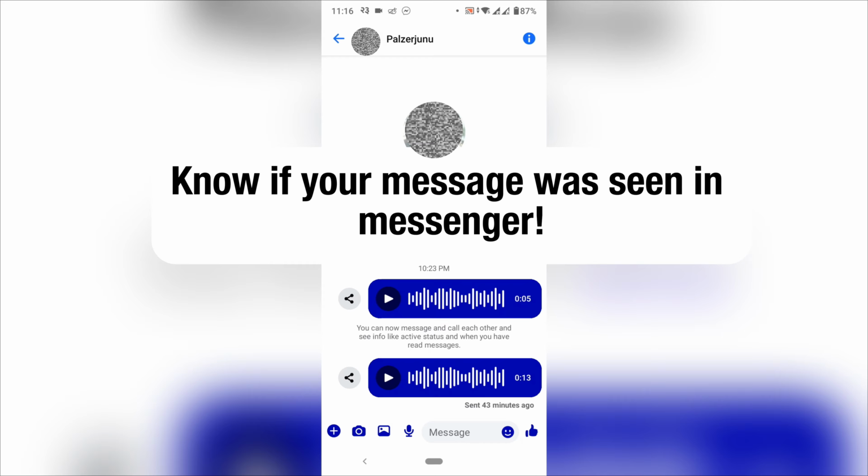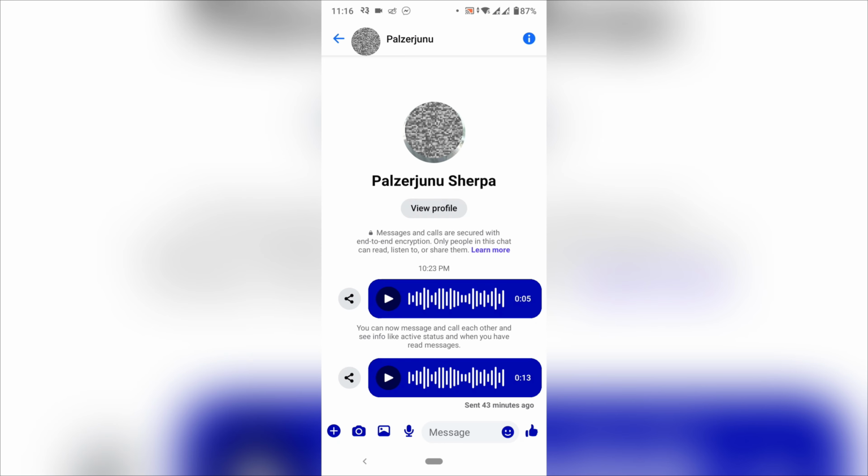In today's tutorial, we will learn how to tell if a message is read on Facebook Messenger. Messenger uses simple icons to show you whether your message has been sent, delivered, or seen. After you send a message, look at the small symbol next to it.